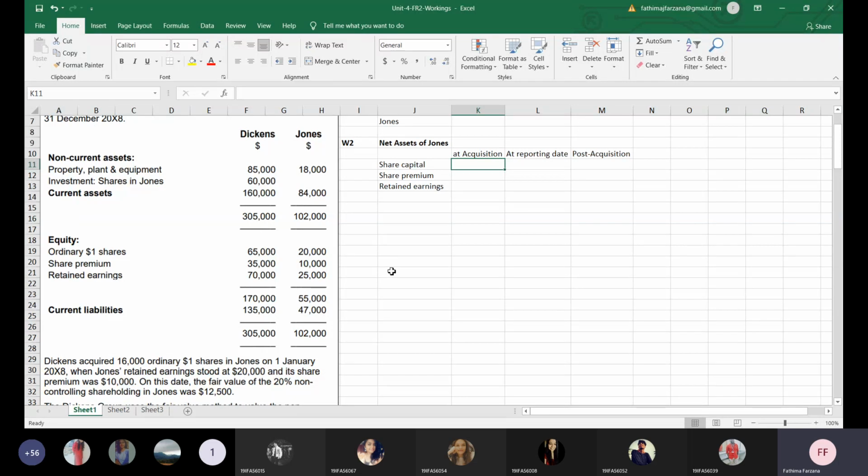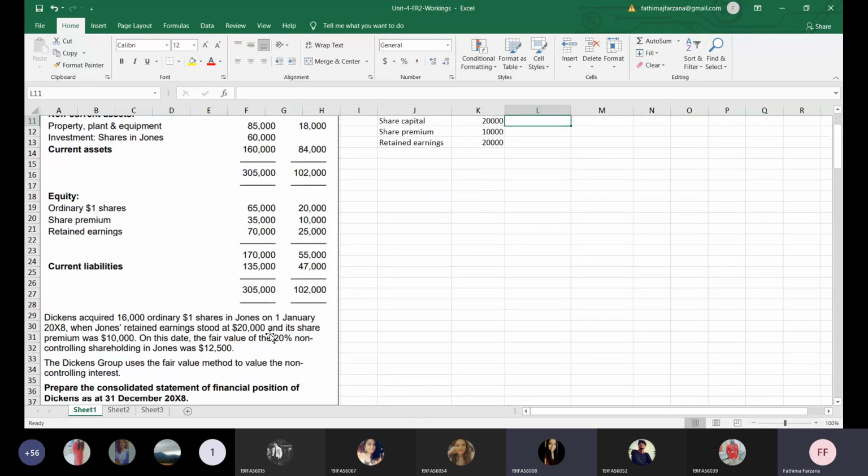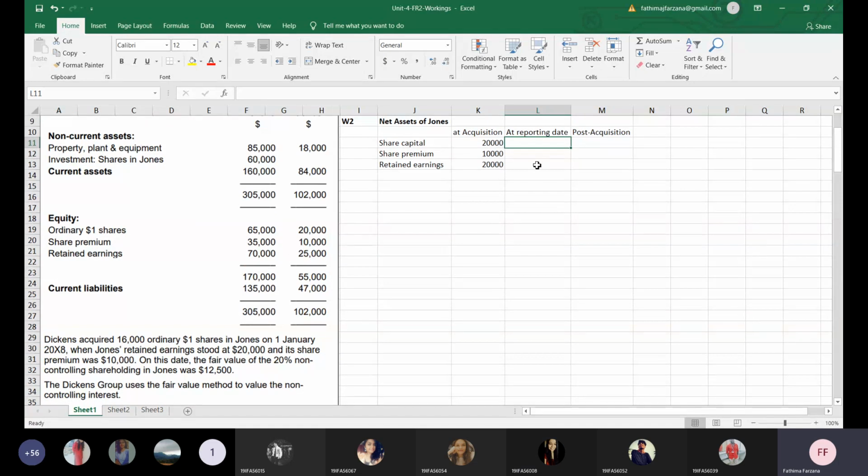So the acquisition is happening at the beginning. What is the share capital? Share capital remains the same, 20,000, and share premium also 10,000, as given here. No change in those. But retained earnings alone, it is 25,000 now, but it was 20,000 at the time of acquisition. Then what at the reporting date? 31st December. Whatever value is given here is the year end, so I'm going to copy paste this.